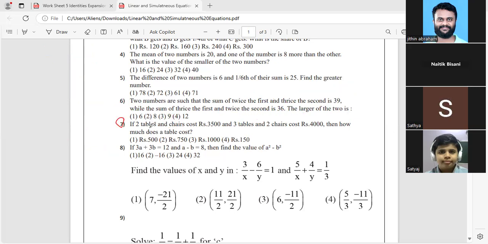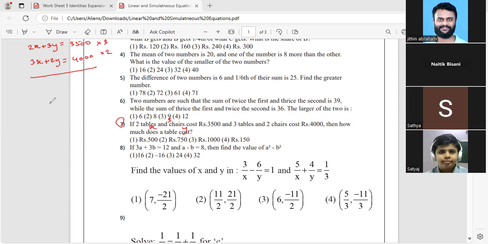So let me call the number of tables x and the number of chairs y. For the first equation, I'm assuming that there are three chairs. So the first equation goes like this: 2x plus 3y is equal to 3500, and the second equation goes 3x plus 2y is equal to 4000. So I'm going to multiply this equation by 3 and this equation by that. Is it a typo, basically? Yeah, it's a typing error.